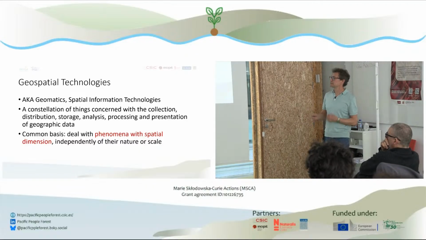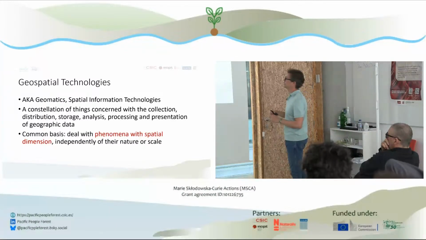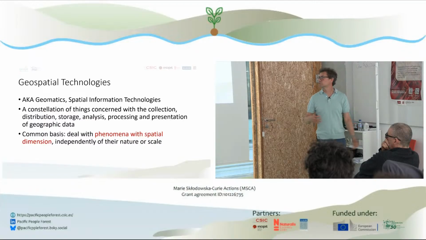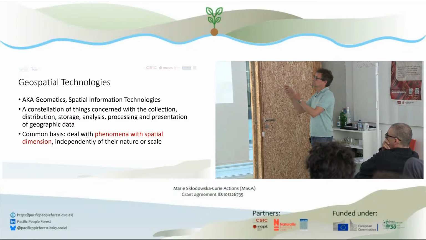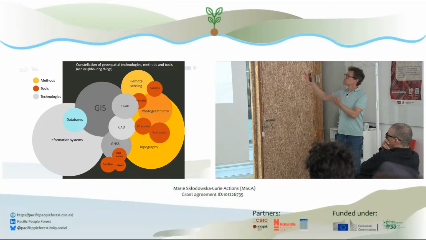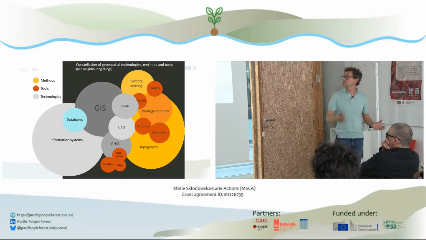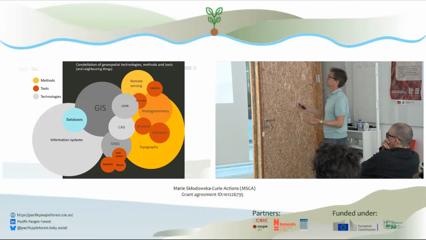It doesn't matter the scale of these phenomena, if they are global or very local. It doesn't matter the nature of this information, if it's historical, natural, cultural, linguistic, whatever. Anything that can be located at some point in the globe can be managed and analyzed using these technologies. So this constellation is composed of many different things. It's composed of methods, tools, technologies that relate to each other differently. And that can be, as I said before, a little confusing when seen for the first time.